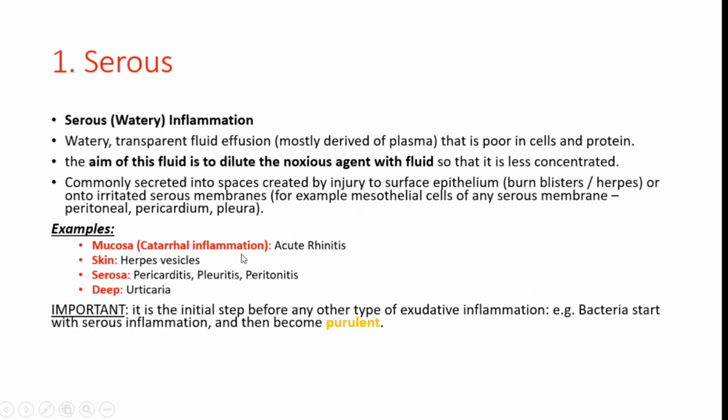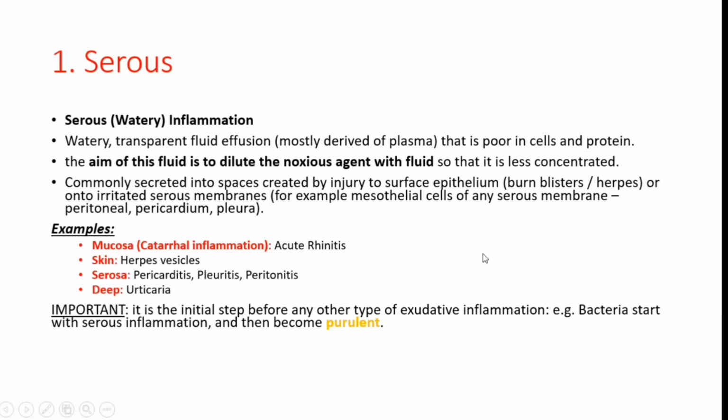So it's good to remember the examples according to the surface you're talking about. For example, you could divide each exudate by the surface it comes out of. For example, deep and superficial. And then if we're talking about superficial surfaces, we can talk about mucosa and skin mainly, as well as serosa. And then deep, we talk about interstitium. So the most common examples for serous inflammation in superficial tissues are acute rhinitis, herpes vesicles, and from the serosal surfaces, pericarditis, pleuritis, etc. And from the interstitium, we can talk about urticaria.